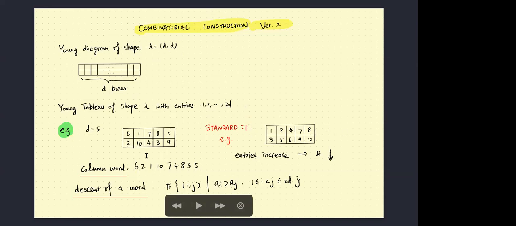For each tableau, I can record the entries by writing them down each column, from the leftmost column to the rightmost column. So here I get 6, 2, then 1, 10, all the way to the last column. There's a 9 missing here. And then I can define the descent of this column word by counting the number of pairs that are out of order. So for example, 6 appears before 2, that's out of order. I count that pair, and I just count how many pairs there are. So it's a measure of how much you're out of order.